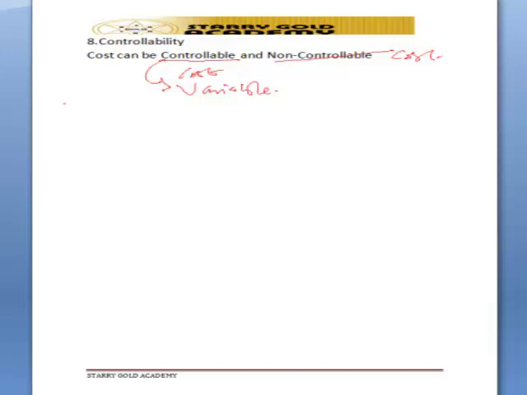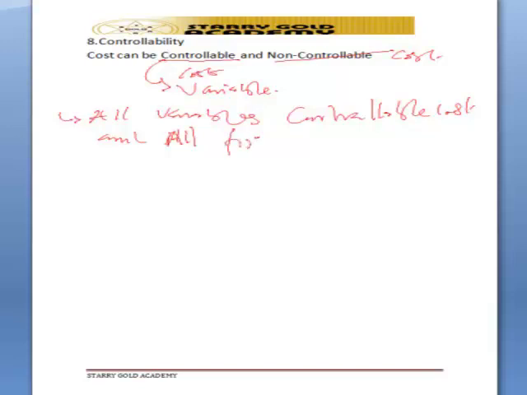However, there are the following fallacies about controllable costs. One of the fallacies is that all variable costs are controllable. All variable costs are what? They are controllable costs, and all fixed costs are non-controllable. That's one of the fallacies of controllable and non-controllable costs.